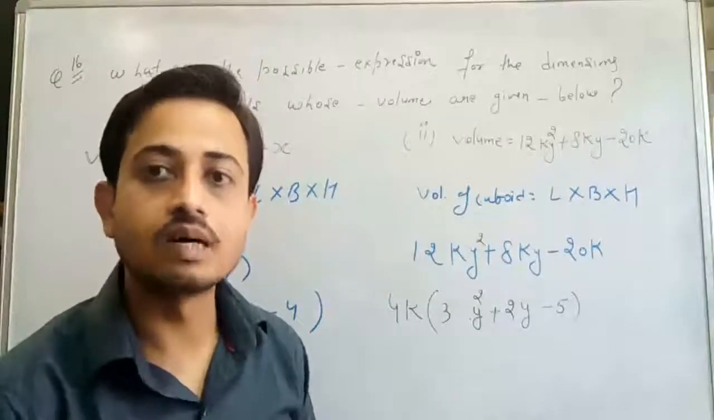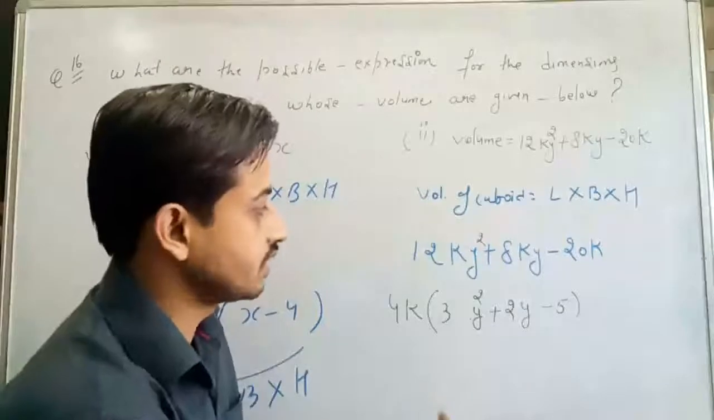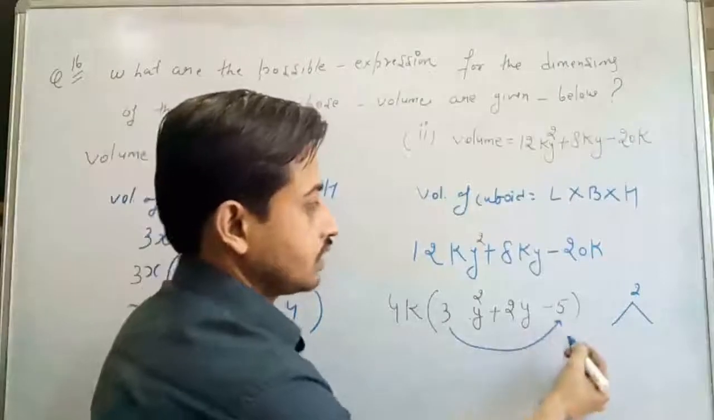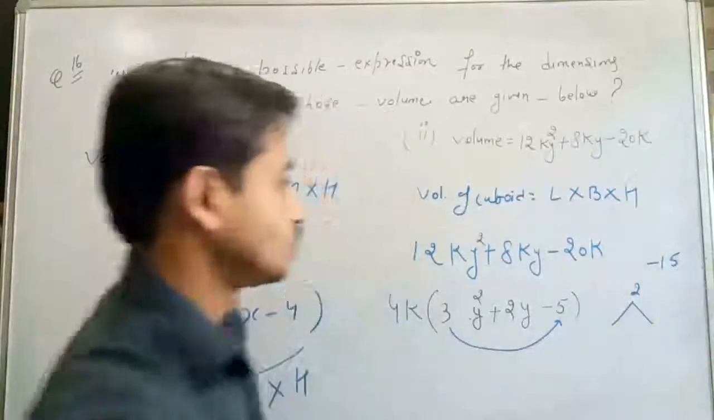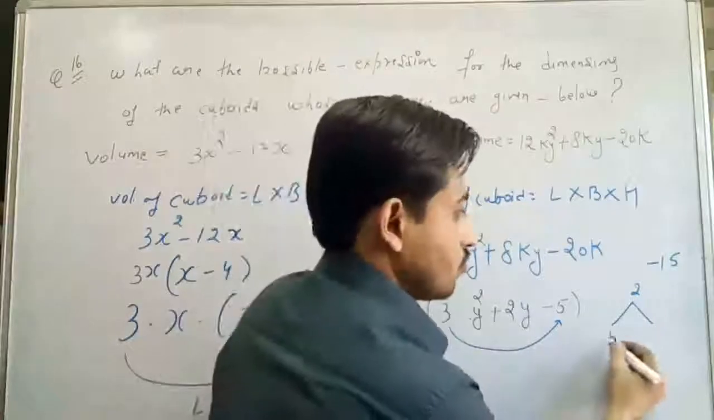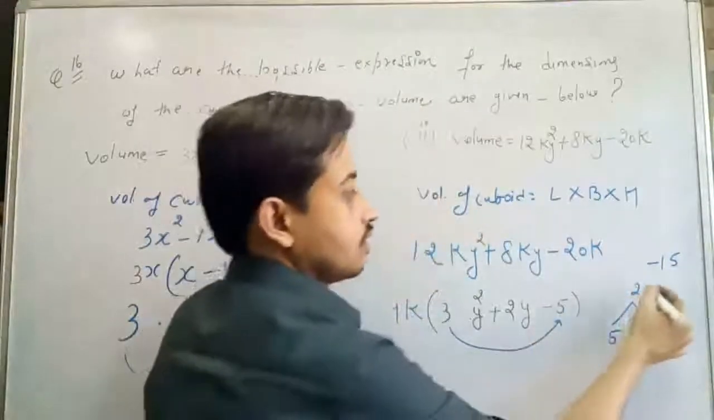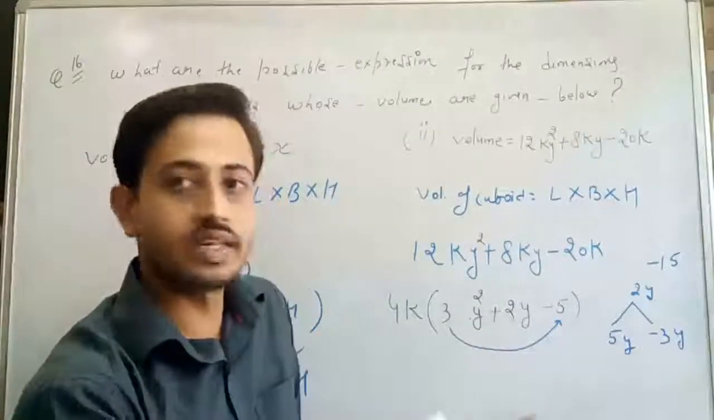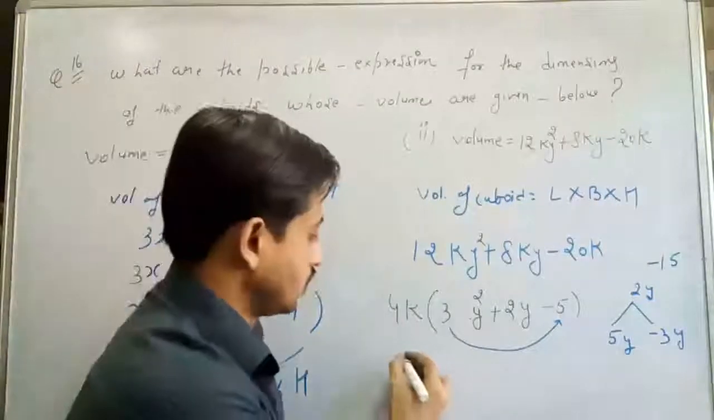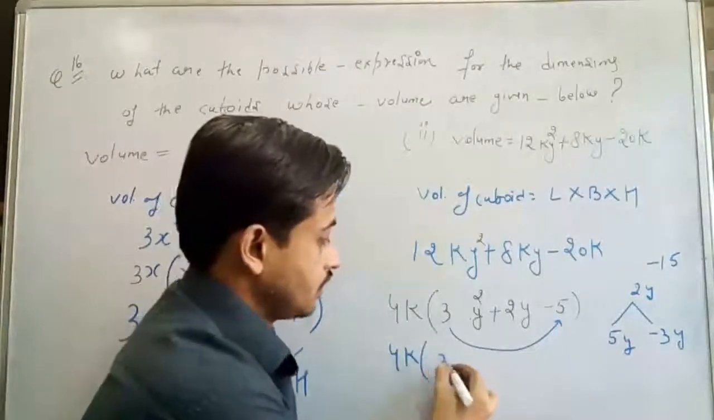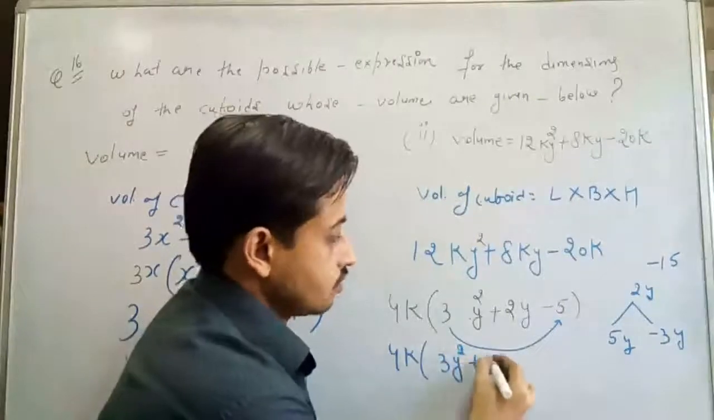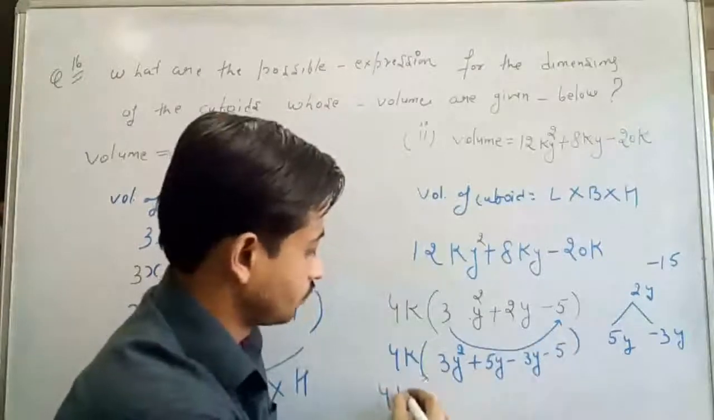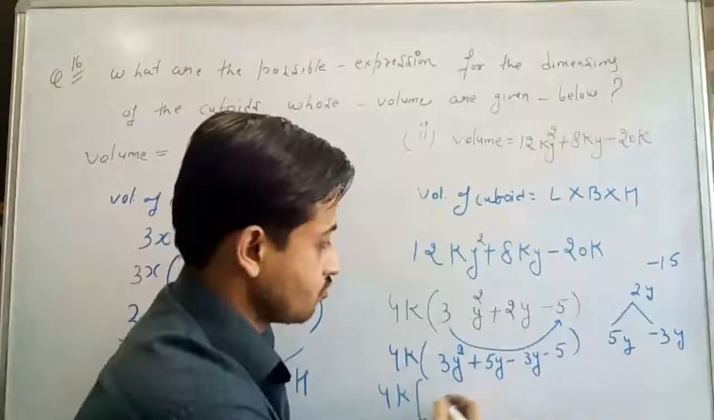Now you have to do the middle term splitting method. Now what's the middle term here? 2. You have to split it in 2 parts whose product is 3 into minus 5, we get minus 15. So what are the factors? 5 and minus 3, and take it y. If we add 5y minus 3y, we get 2y. If we multiply, we get minus 15. So these are the factors. So 4k into 3y square plus 5y minus 3y minus 5. Take it common. What's the common factor? Only y.